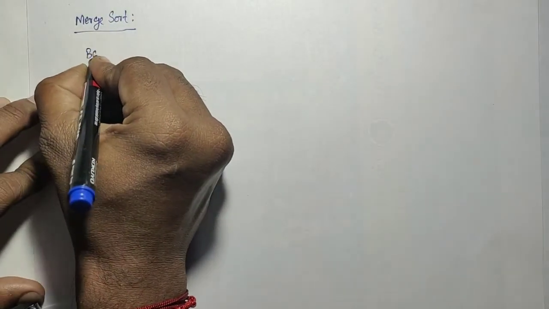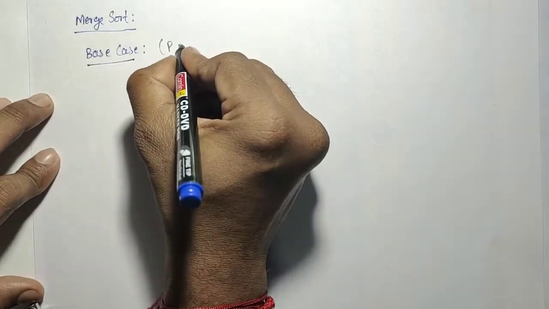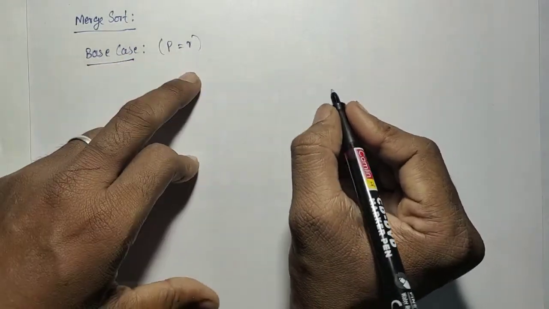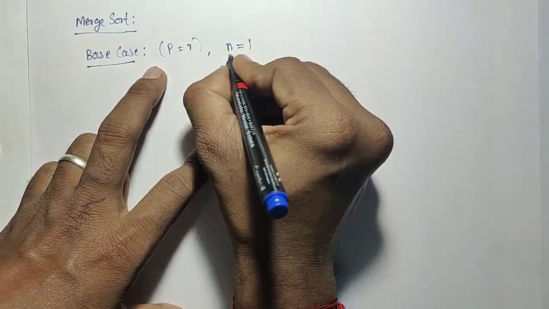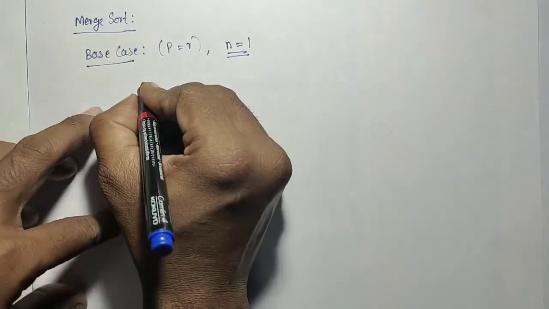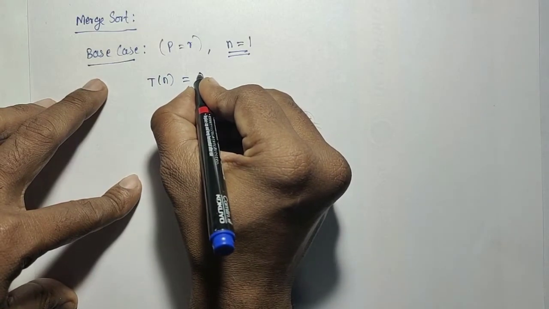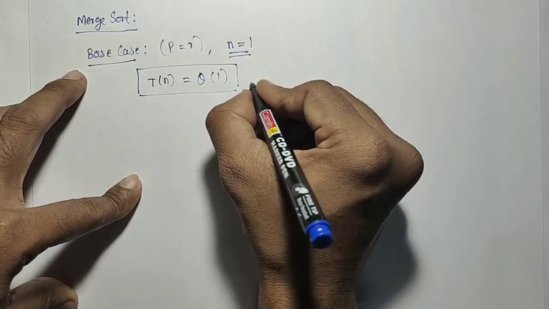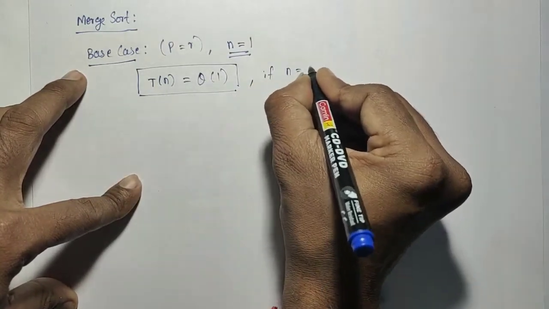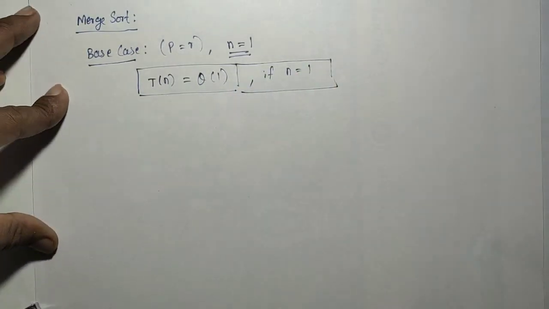So that is the base case: here P equals R. If P equals R, it means that N equals 1. In that case, the time complexity T of N equals theta of 1. That is a constant complexity. So that is when the number of elements equals 1. The next is the recursive case.